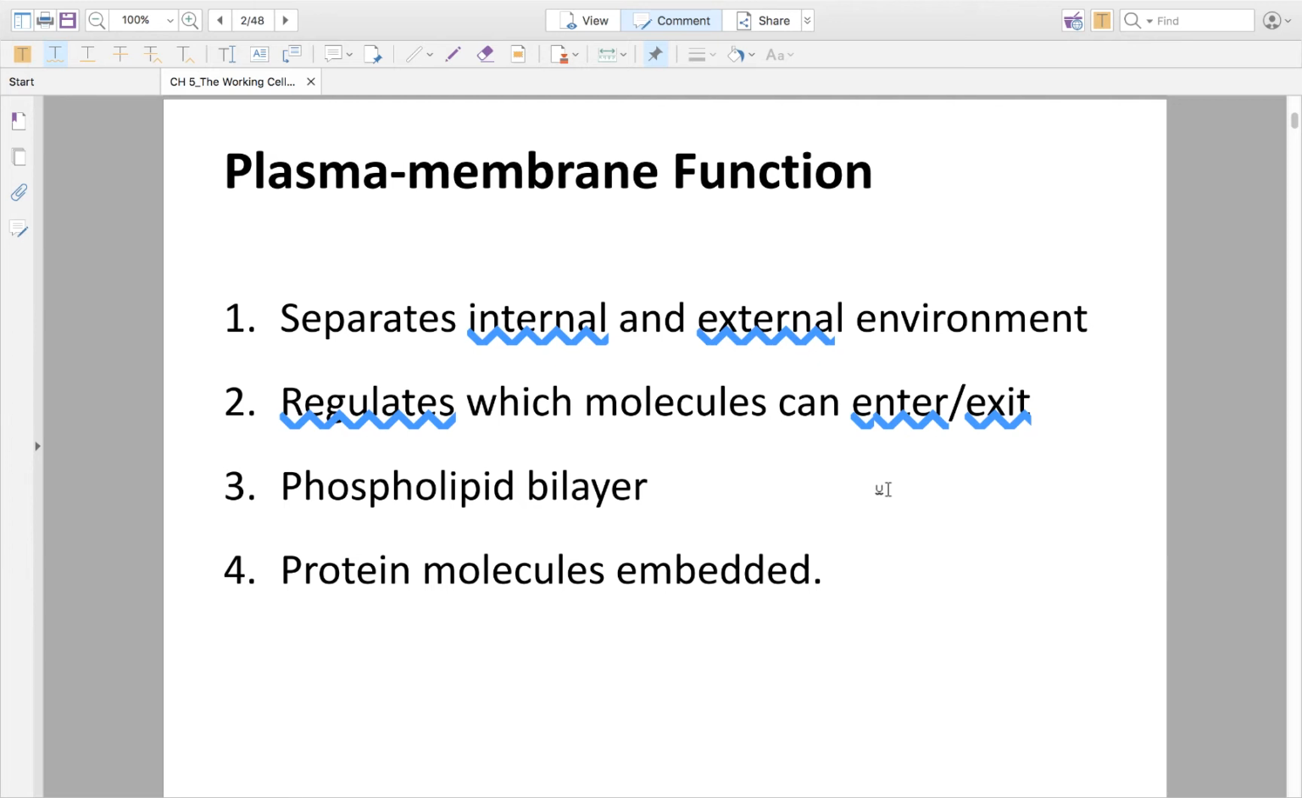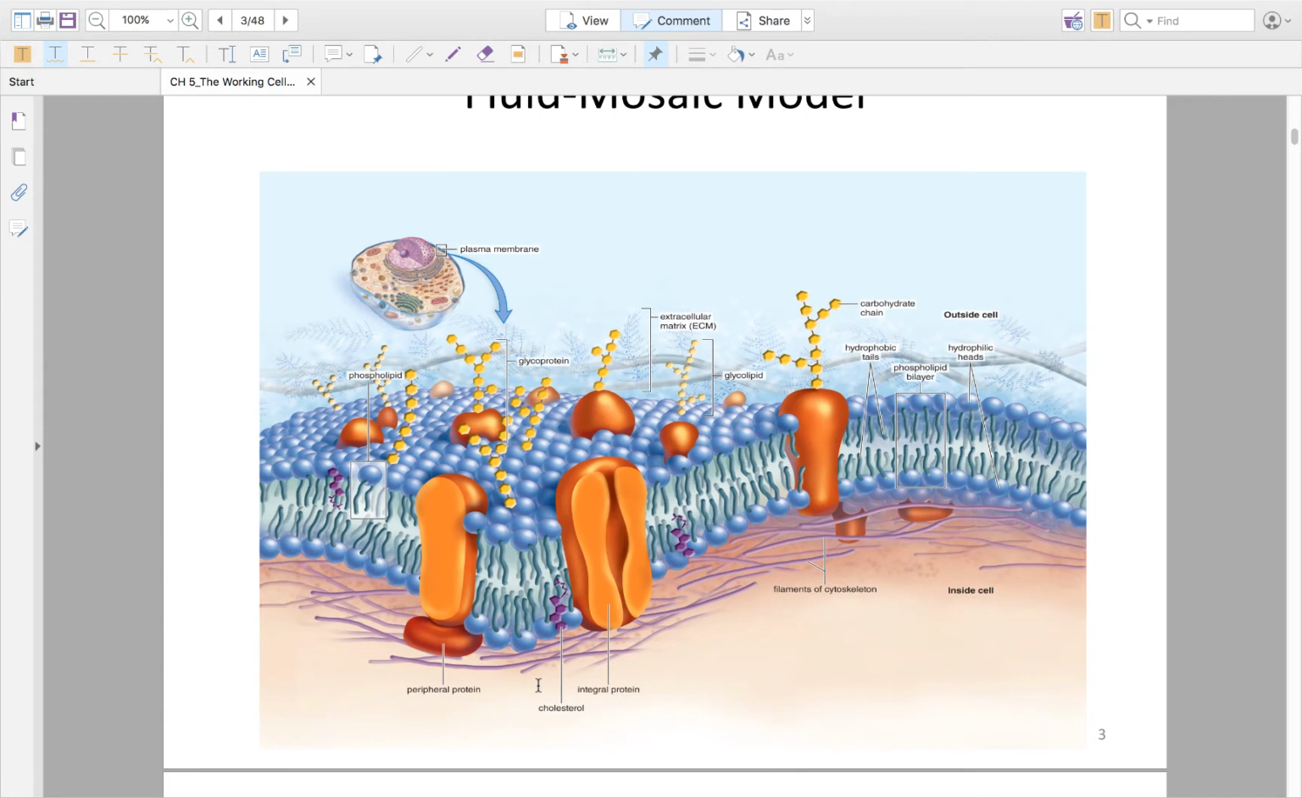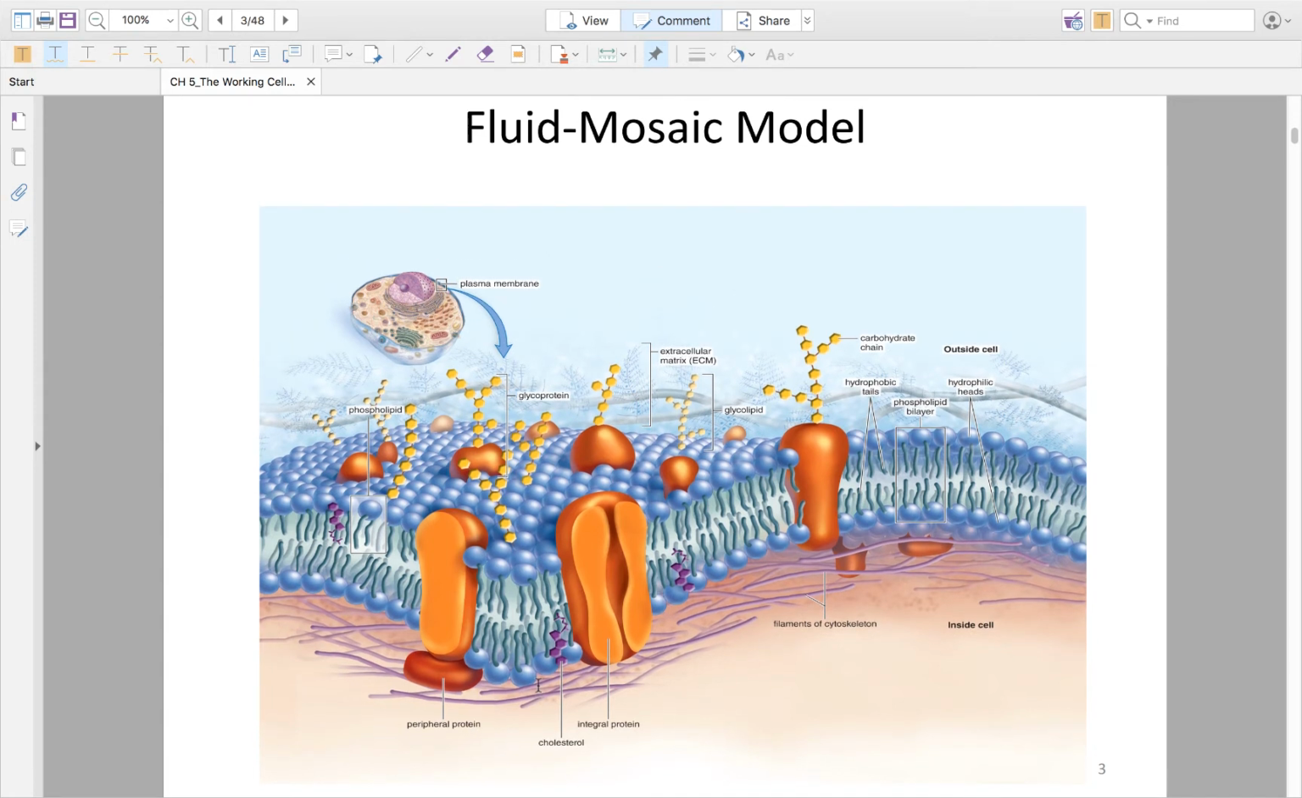Okay, it's made primarily out of a phospholipid bilayer, and it has proteins that are embedded into the plasma membrane. All right. So let's take a look at what that looks like. Okay, this is the fluid mosaic model.